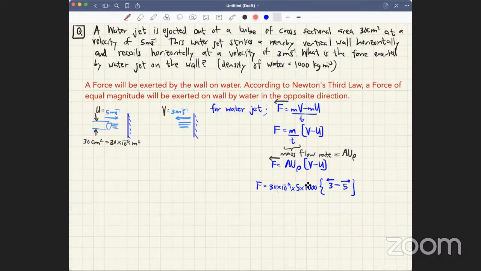3 is 1, 2, 3, 4. The 4 zeros will get cancelled out with 10 to the minus 4, which means F is going to be equal to what now? 15 times. Inside the bracket, you can make a change, that is 3 towards left plus 5 towards left, which is 15 into 8 towards left. So force is going to be equal to 120 Newton towards left side. This is the force exerted on water by the wall, because these changes in velocities are happening to water. 120.